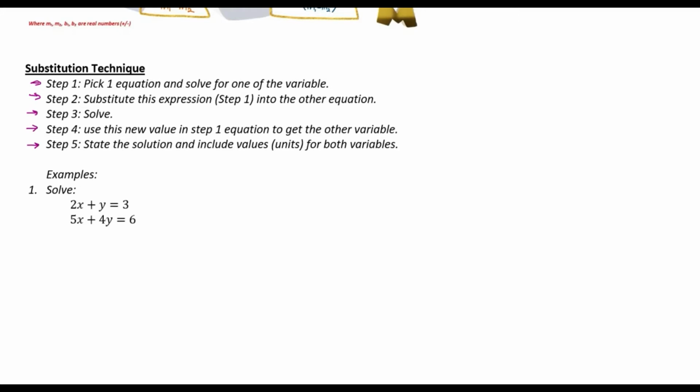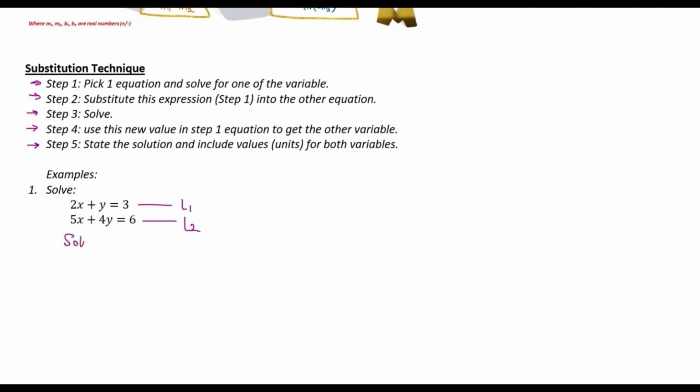So looking at this example here, we have question 1, which says that we have one particular equation which we're going to make line 1 and this here to be line 2. And we see here that line 1 has an equation 2x plus y is equal to 3, and the other equation is 5x plus 4y is equal to 6. So in this case, what we're going to do is follow the steps.